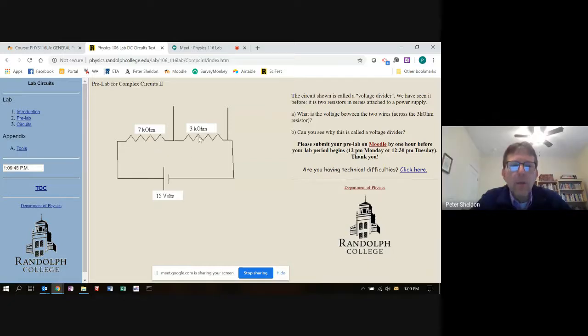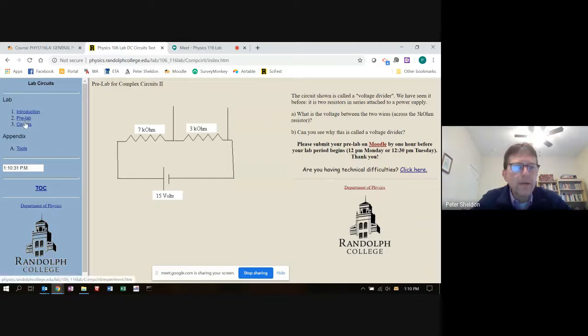V equals IR. Anyway, what that means is that the voltage across the smaller resistor is 4.5 volts, and the voltage across the larger resistor is 10.5 volts. The point being that a voltage divider allows you to use the voltage between these two wires, which is 4.5 volts, as a power supply. So we could attach this to something else, and you should get 4.5 volts instead of 15 volts. A voltage divider takes a fixed voltage and cuts it into pieces, 10.5 and 4.5 in this case. That's why it's called the voltage divider.